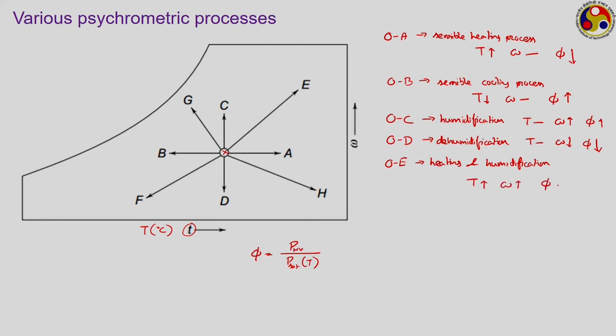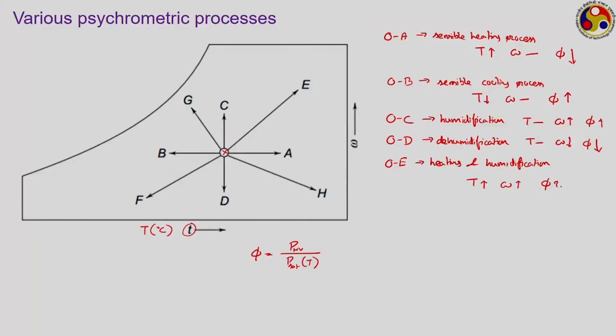What about phi? Now, it is difficult to say actually from this diagram, because it is very much possible that depending upon the combination of this temperature and omega, phi may increase, phi may decrease, or phi may remain the same as well. So, we are not sure about the value of phi, because during this process if you look at the expression for phi, omega is increasing. So, the partial pressure for water vapor is increasing, but as the temperature is increasing, the saturation pressure is also increasing. So, both numerator and denominator are increasing. So, we are not sure about the change in phi.